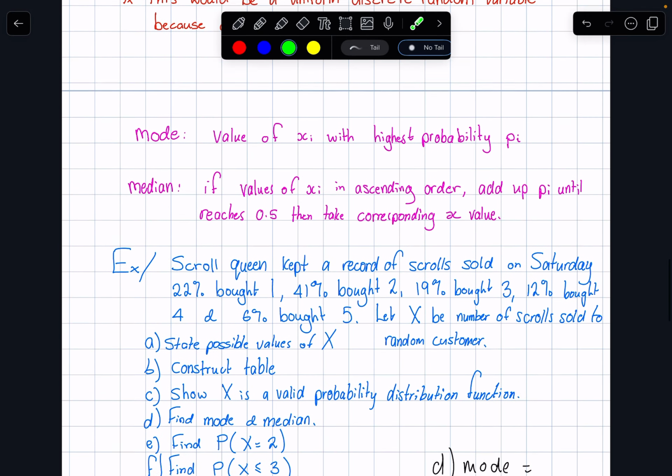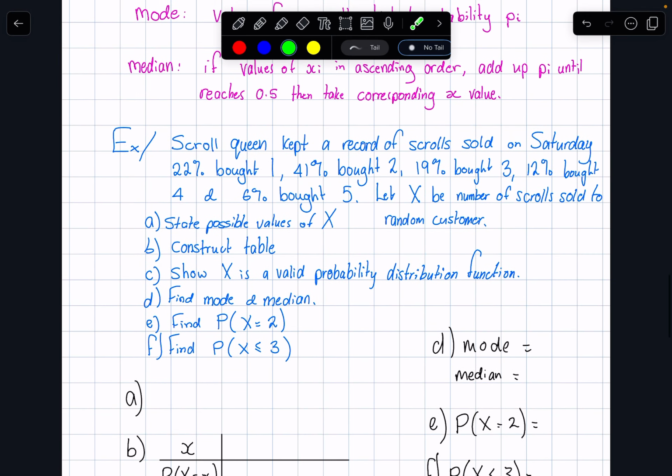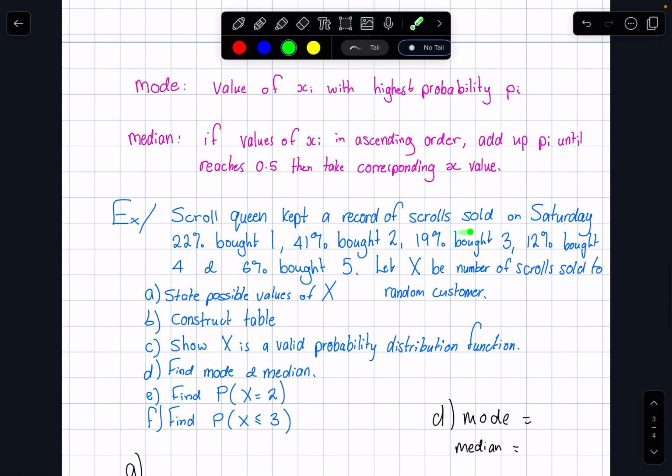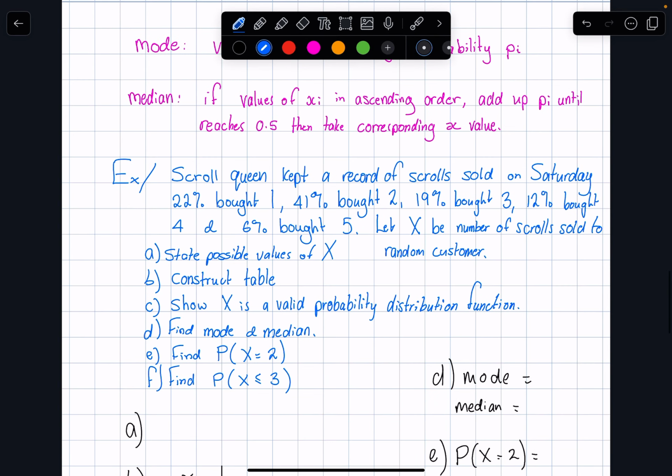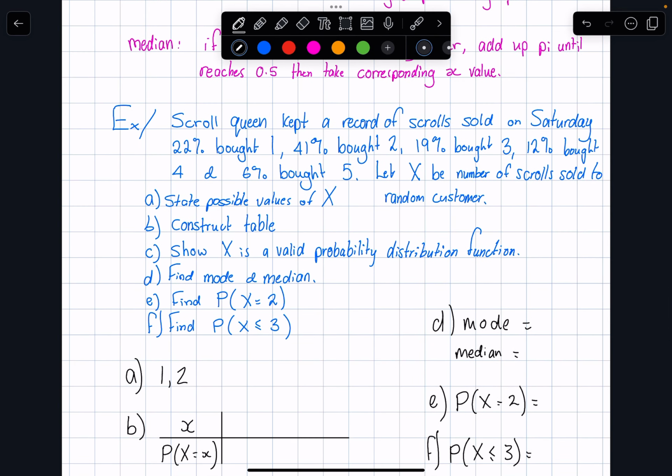So let's have a look at an example. Now Scroll Queen down here in Mount Gambier kept a record of scrolls sold on Saturday. 22% of them bought 1 scroll, 41% bought 2 scrolls, 19% bought 3 scrolls, and 12% bought 4, and 6% bought 5. Let X be the number of scrolls sold to a random customer. So let's state the possible values of X. So the number of scrolls is my random variable. So they can take the value 1, 2, 3, 4, or 5. So let's put that information here. 1, 2, 3, 4, 5.